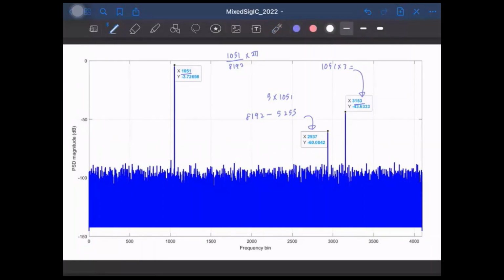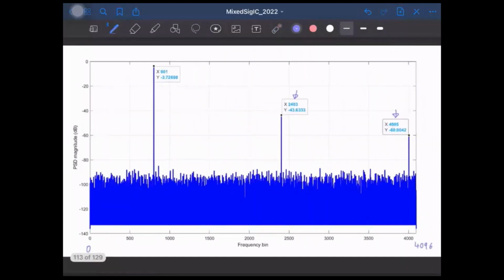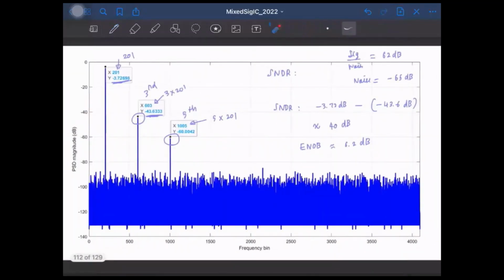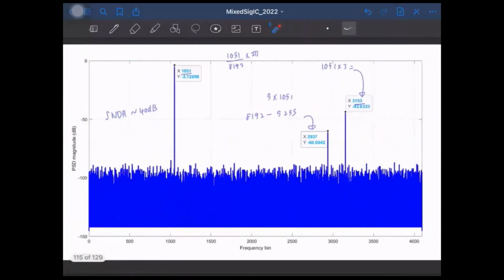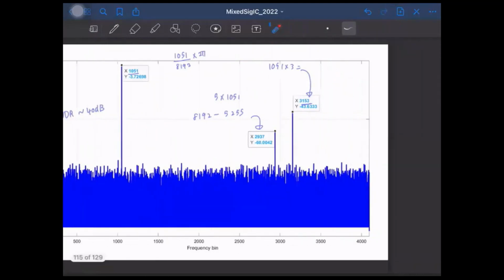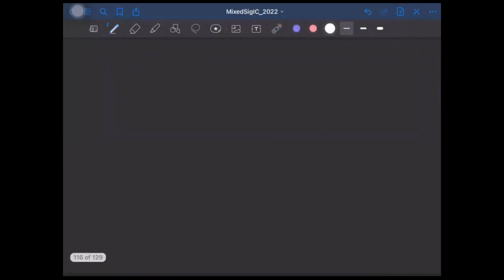So again, in all these cases, remember that the SNDR of the ADC is around 40 dB, right? So I've taken the same ADC that we saw earlier, that is here, okay? And I just changed the input frequency, right? So in all these cases, the SNDR is still 40 dB. Okay. Now let us say I take the same ADC which has SNDR of 40 dB, okay?